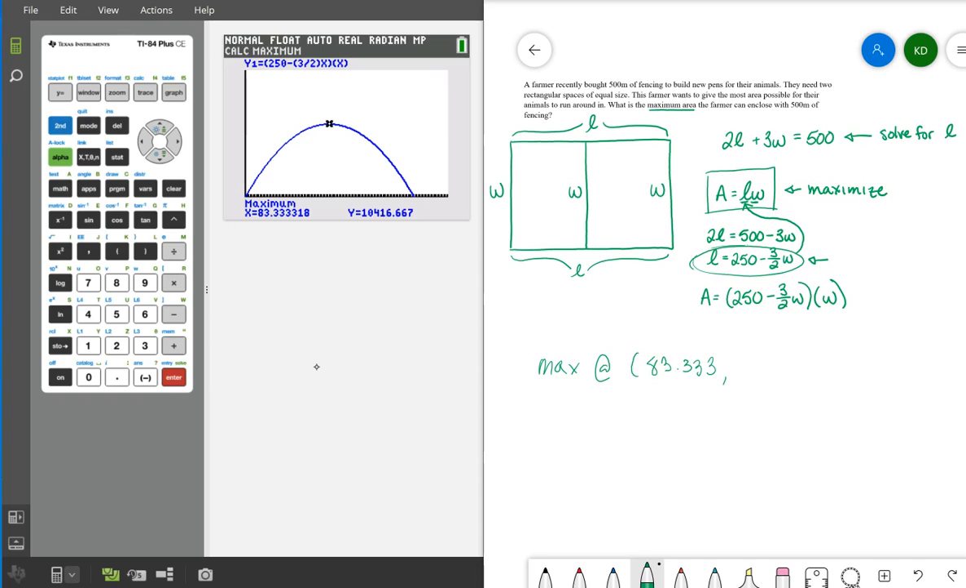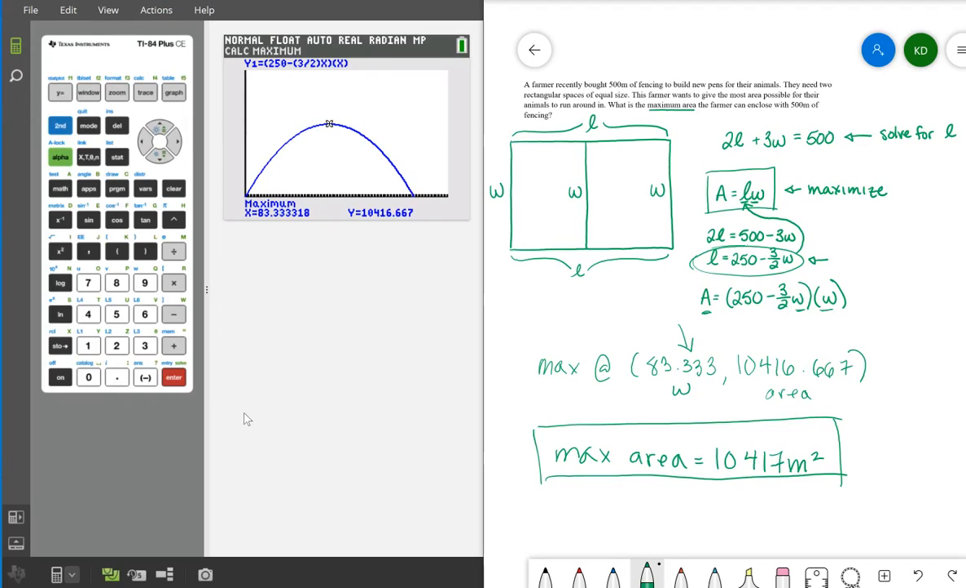And we have a maximum area of 10,416.667. So when I have a width of 83.3, I'm going to have a maximum area, which was my output, of 10,416 square meters. So the max area is equal to 10,000, and I'm going to round this up to the nearest whole number, 417 square meters. If you'd like to see more examples, keep watching these videos.